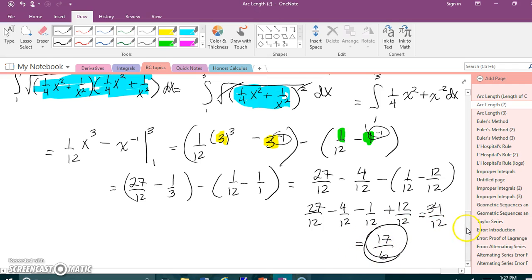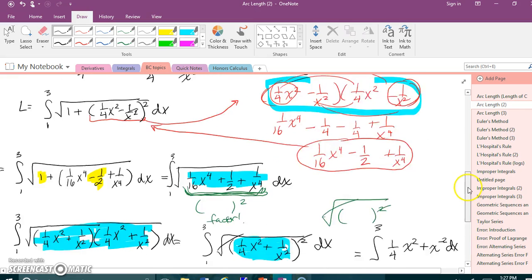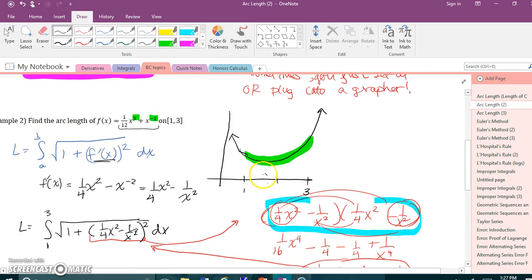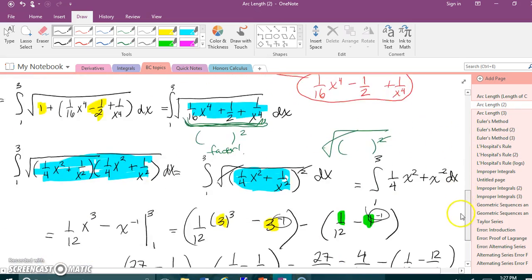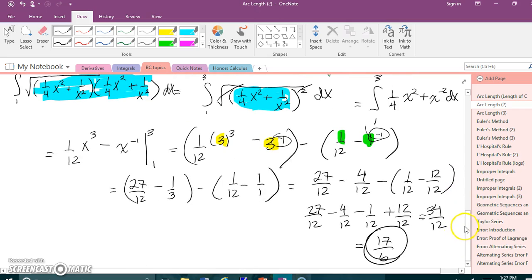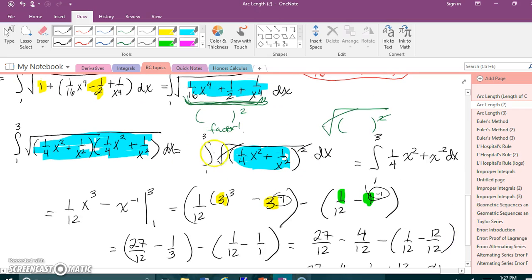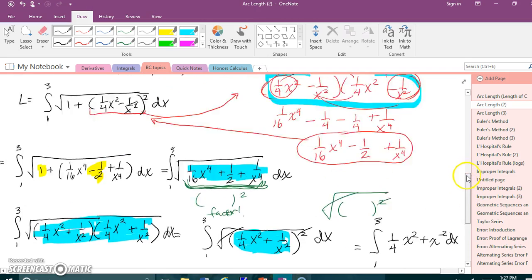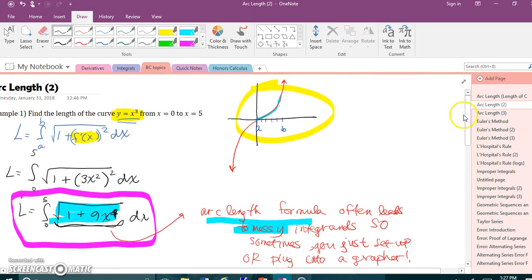Final answer. That is the length of our curve from 1 to 3. Whoa. 1 to 3 on this function. So as you can see, some of them you can't do all the way, some of them you can do all the way. It all depends on the integrand and whether you can do some kind of manipulation to get rid of the square root. It's really the square root that's the problem.